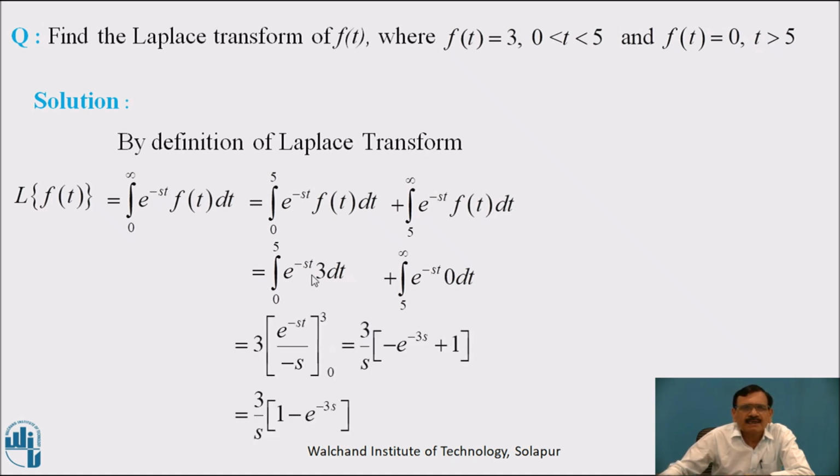Now directly we can integrate, keeping 3 as it is, and integration of e raised to minus st is e raised to minus st upon minus s with the limit 0 to 5, which is equal to, put upper limit, 3 by s minus into minus e raised to minus 5s plus 1, which is equal to, by simplifying we can write 3 by s into 1 minus e raised to minus 5s.